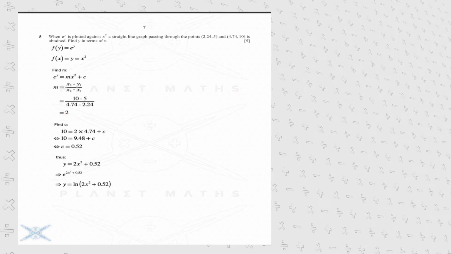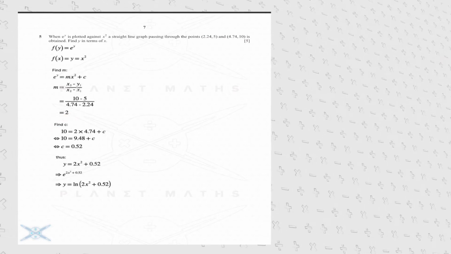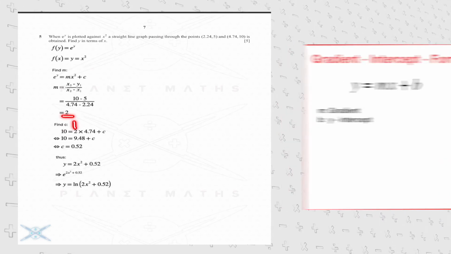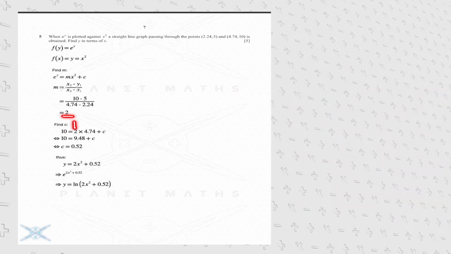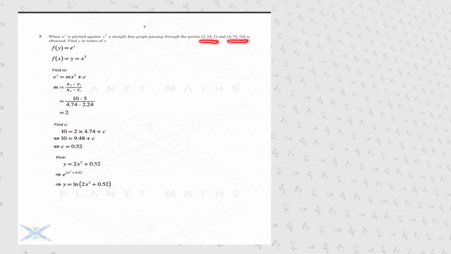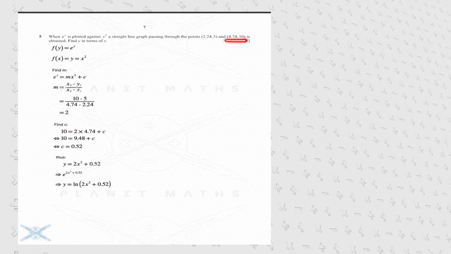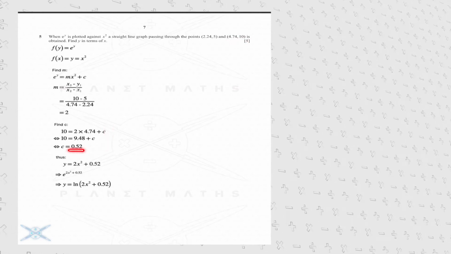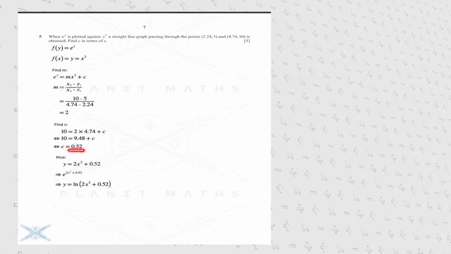From there we can find c by employing the general formula for line graphs provided, and from there we can plug in our m as well as the x and y coordinates of either of the points provided. In this case I've opted for the latter point. Rearranging our equation for c provides us with the solution that the y-intercept is located at 0.52.